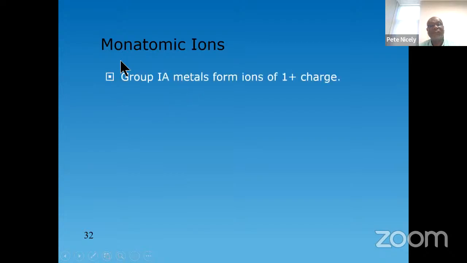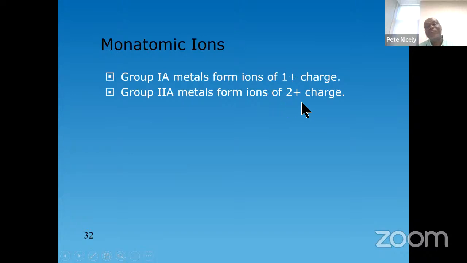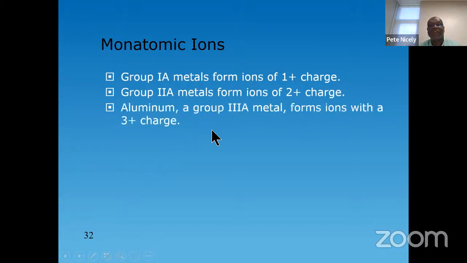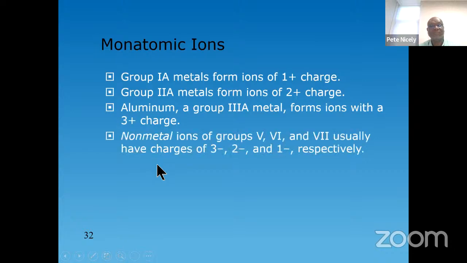So, as I said before, monatomic ions are formed as a result of atoms gaining or losing electrons. And the type of ions that are formed is influenced in part by the positions of the respective elements in the periodic table. So as stated here, group 1A metals will form ions which will carry a +1 charge. Group 2A metals will form ions that will carry a +2 charge. And group 3A metals tend to form ions with a +3 charge, including aluminum. And non-metallic ions that belong to groups 5, 6, and 7 respectively will tend to have charges of -3, -2, and -1 respectively, all right?